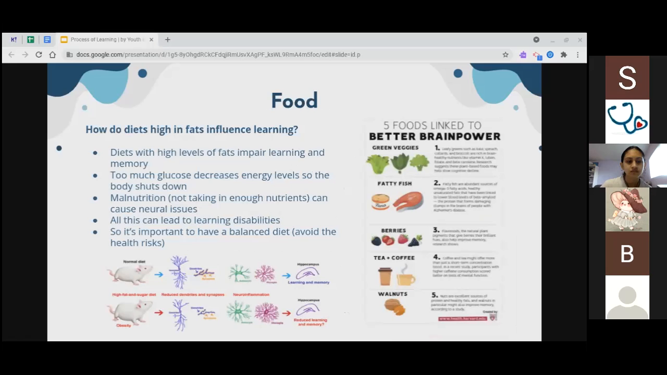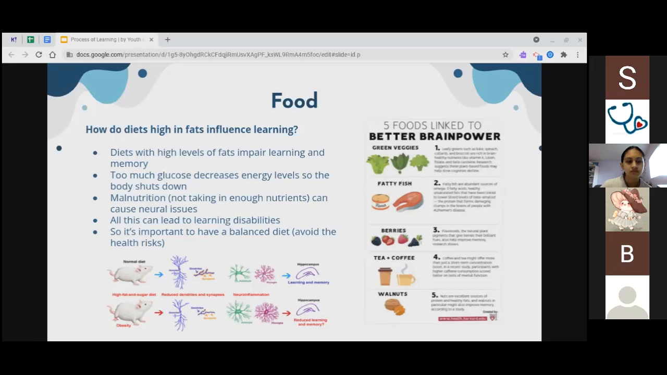Moving on to how food affects someone's learning abilities. The types of food we eat are very important and can affect different aspects of our lives. For example, diets with high levels of fat impair learning and memory. This is due to the effects of glucose and sugars in high-fat foods. Even though glucose is essential for the body, too much glucose in the body lowers the body's energy levels.